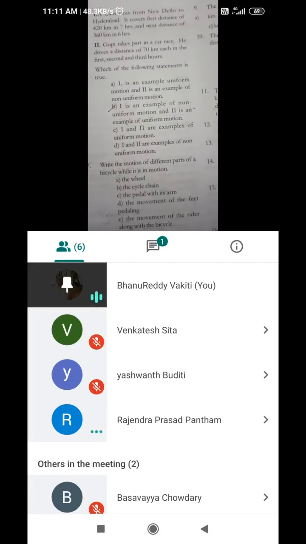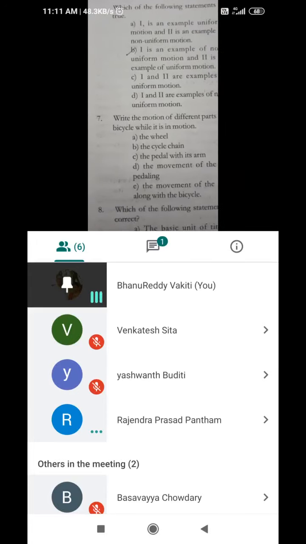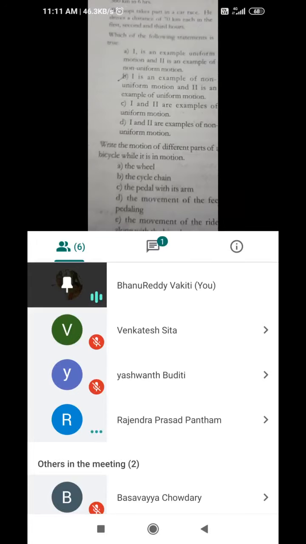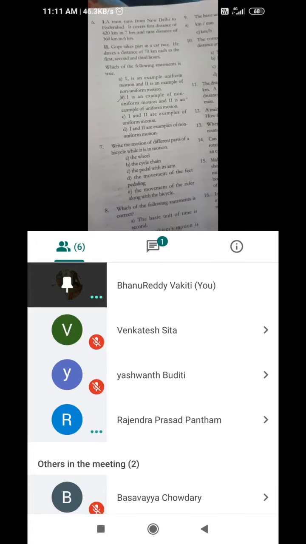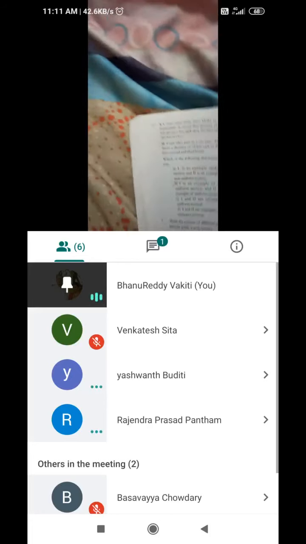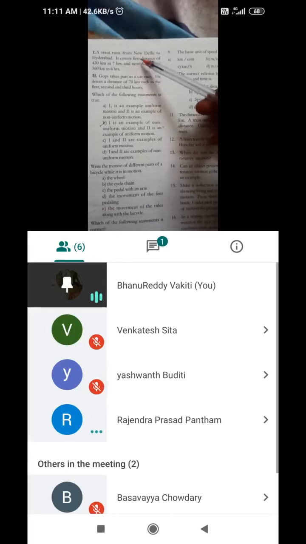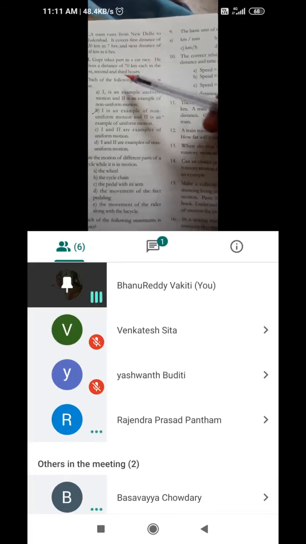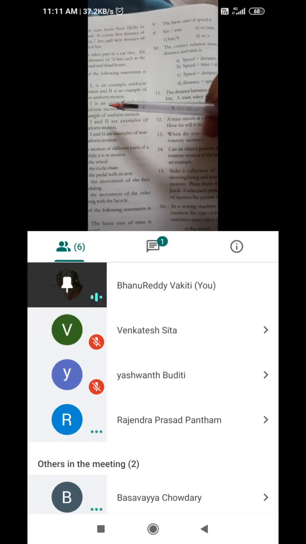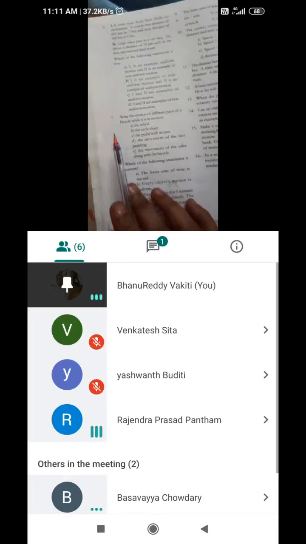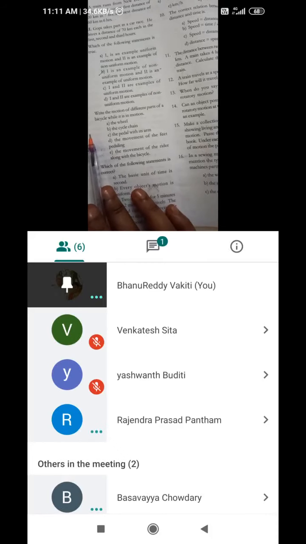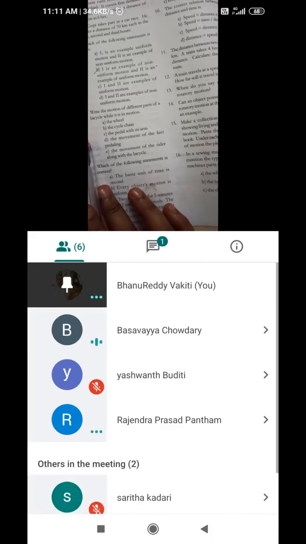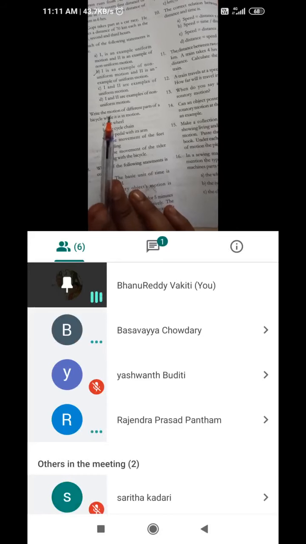Is this correct, Yatishwar? The second statement is correct. Statement B is correct among these. This one changed speed two times, so this is non-uniform. He always followed the same speed, that's why it is uniform motion. Statement B is correct. Next. And the first one is also wrong. The second one is correct.